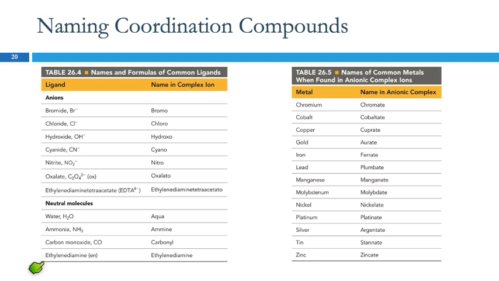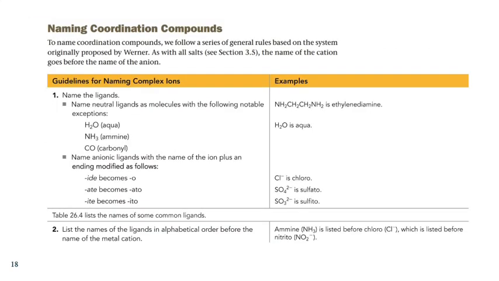The neutral molecules, water, ammonia, and carbon monoxide have special names. So we've got to watch out for those. So we name the ligands, and then we're going to list the ligands in alphabetical order before the name of the metal cation. So amine would be listed before chloro, and chloro would be before nitrito, just going in alphabetical order.